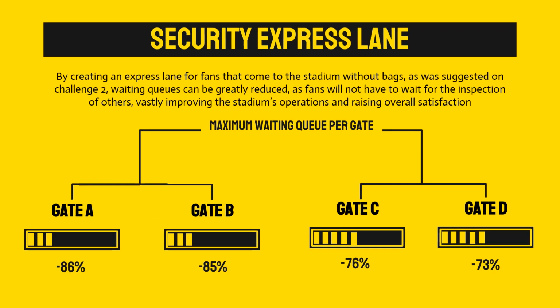The first measure taken was to develop a security express lane for fans that come to the stadium without bags, as was suggested in Challenge 2, and so maximum queue length was reduced by 86% on Gate A, 85% on Gate B, 76% on Gate C, and 73% on Gate D with a quick and simple solution.